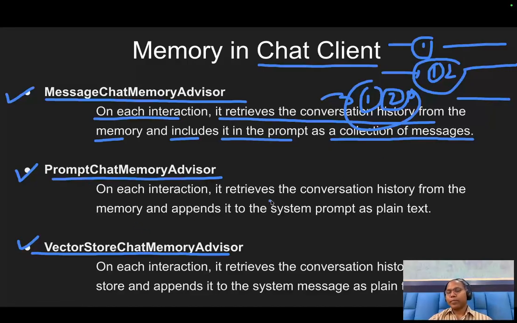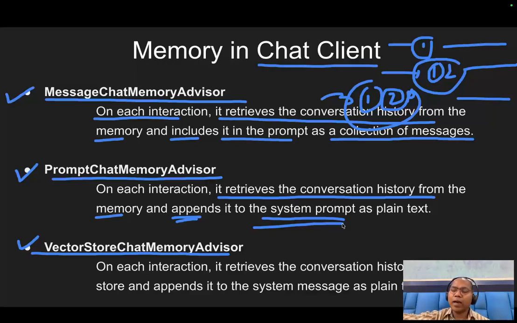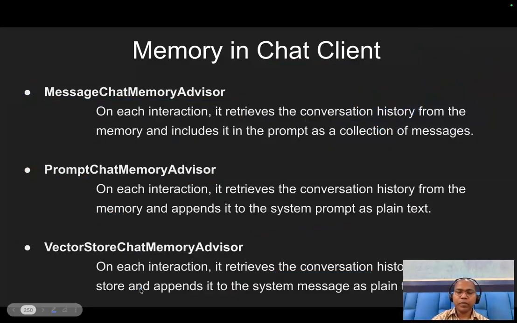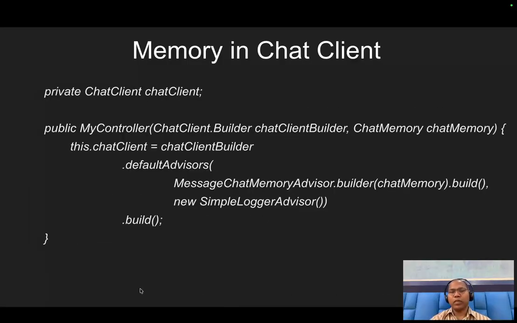Similarly, Prompt Chat Memory Advisor retrieves the conversation history from the memory and appends it to the system prompt. As I said, in the case of Prompt Chat Memory, it is appended as a system prompt, telling the model, this is your system prompt that you should consider right now. Similarly, if you are storing information in a vector store database, then it is also appended in the system messages. So let's check how this happens.